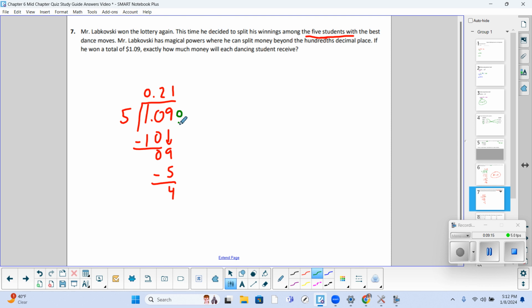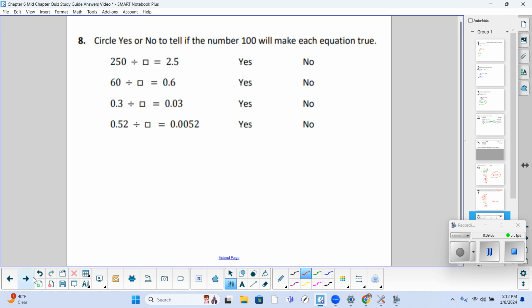I have to go to the next decimal place to continue here. So how many times does 5 go into 40, right? I added that 0 at the end. 5 goes into 40 how many times? That would be 8 times. 8 times 5 is 40. I now have no more remainders, so this is $0.218, or 21.8 cents, right? Remember I said that I have a magical power where I can split money beyond the hundredths place. Hope that helped.